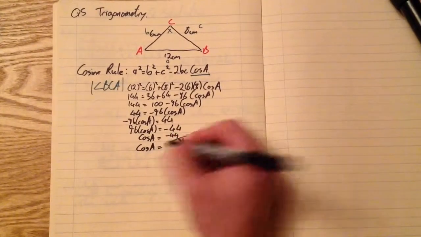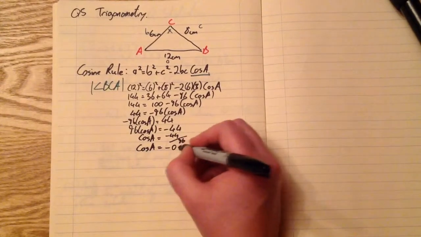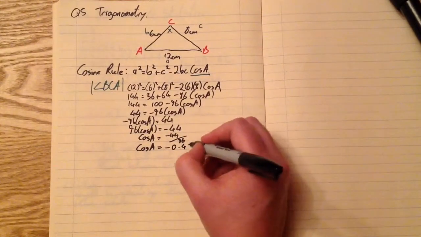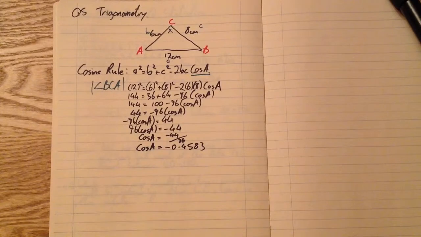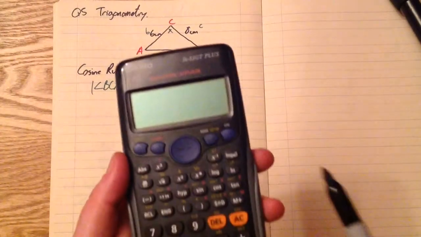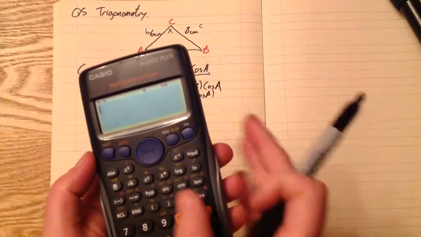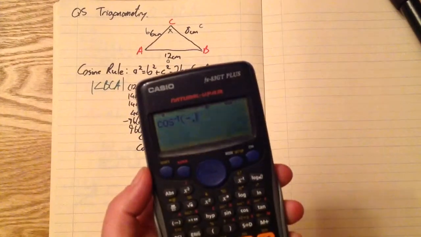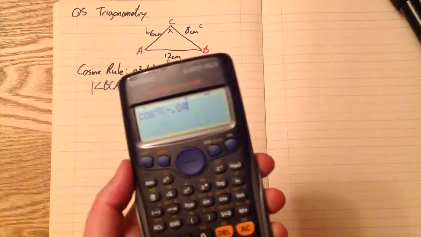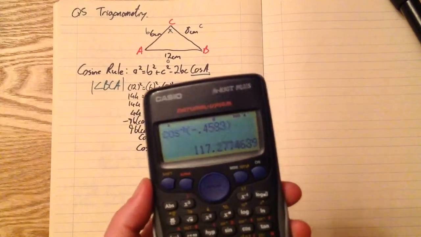Cos A is going to equal minus 0.4583. The algebra way of doing this is that you have to find cos inverse, so let's get it up on the calculator. I turn on the calculator, shift and the cos button, and then you get cos inverse. I put in minus 0.4583, close bracket, and there's the answer there.